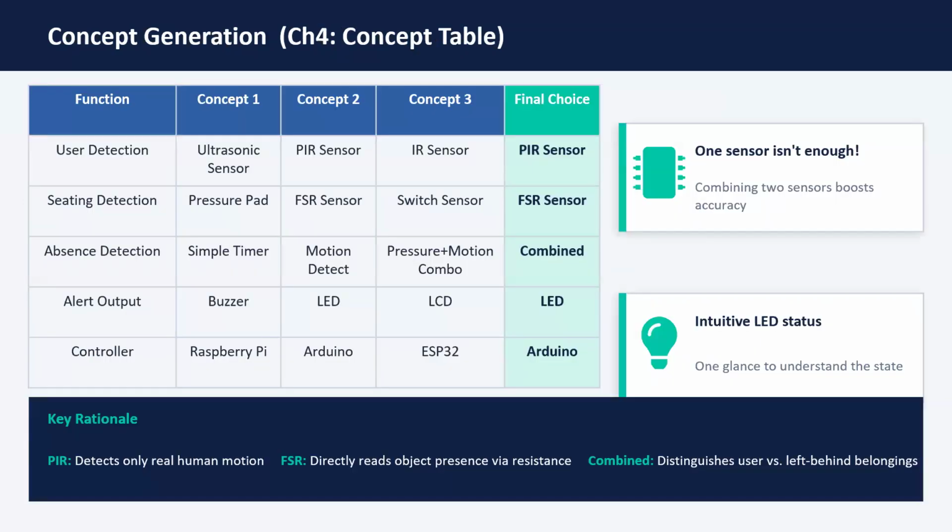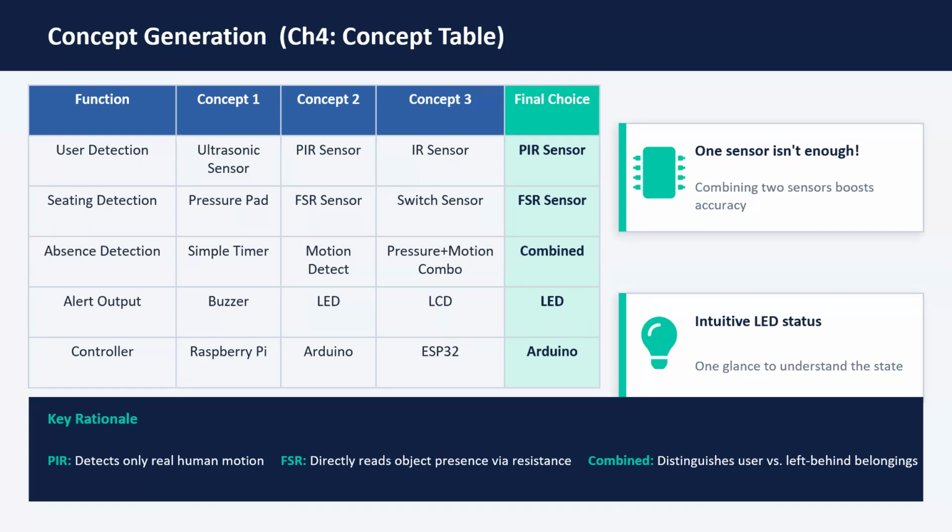Next, we would like to explain the hardware concept design stage. Our team brainstormed various candidate sensors for detecting users and seat occupancy. As shown in the table, we considered ultrasonic sensors, PIR sensors, and sensors for human detection. For seat occupancy detection, we analyzed pressure pads, FSR sensors, and mechanical switch sensors.